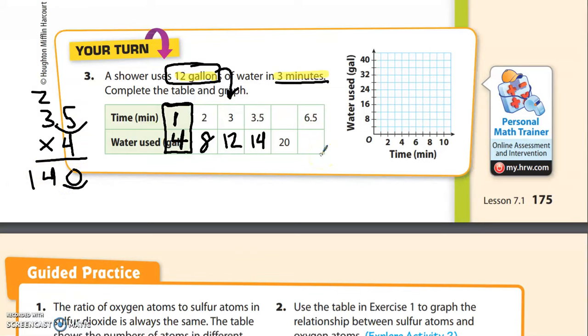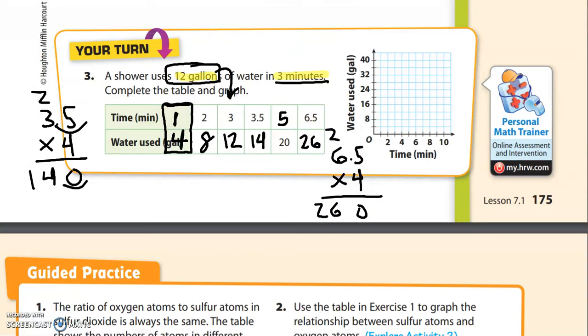Now, what about if we know that it's going to be 20 gallons? We're just going to divide by 4. So I'm going to get 5. And the last one, 6.5, again, I'm going to figure that one out by doing 6.5 times 4, because it's 4 gallons per minute. So 20, 24, 26.